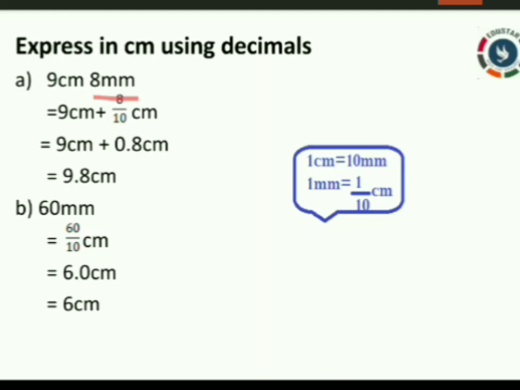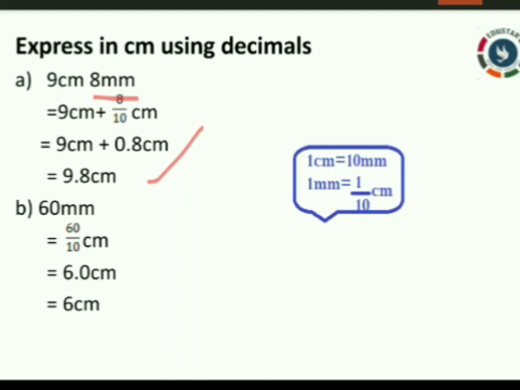First check the denominator, 10. So your 8 should be in the 10th place. So 0.8 centimeter. Now you have to add these two. 9 is your whole part. 0.8 is your fraction decimal part. So 9.8 centimeter. Next one, 60 millimeter.